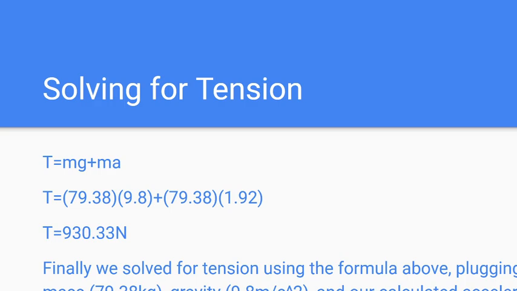Now for tension, we solved using the formula above, T equals mg plus ma. We plugged in his mass, which was 79.38 kilograms, the force of gravity, which was 9.8, his mass once again, and our estimated acceleration. And for the final tension, we got 930.33 newtons.